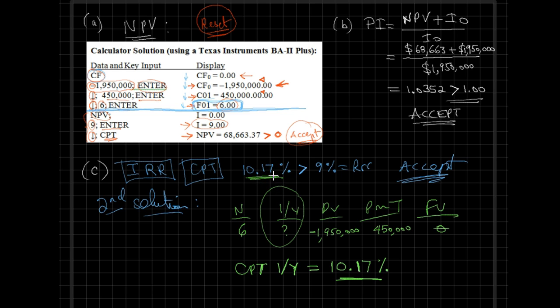So regardless of employing the methodology of NPV or profitability index or IRR, internal rate of return, the answer does not change and the project needs to be accepted. So that solves the problem, and we are done with this lecture.